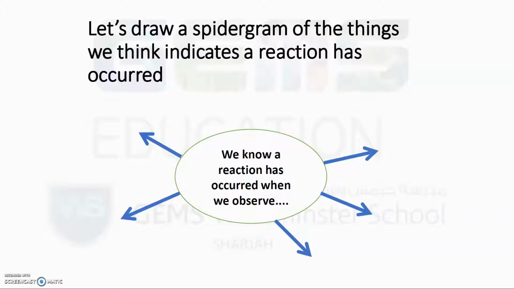And we know a reaction has occurred when we observe that the new substance, when it forms, is not in the same shape as what it was before. For example, if there is a solid, when it forms, will it be formed as a new solid or as a new liquid? That's also what we can observe in a chemical reaction.